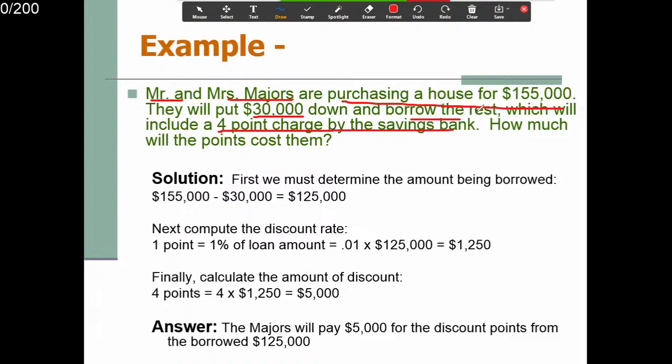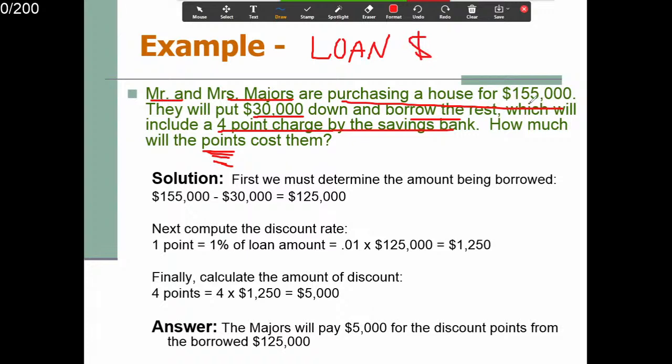How much will the points cost them? Okay? 银行又 charge 他4个点，OK，他就问，OK，4个点是多少钱呢？ So you have to find out what each point will cost, right? So to find that, you have to find how much that they're borrowing, right? What is the loan amount?